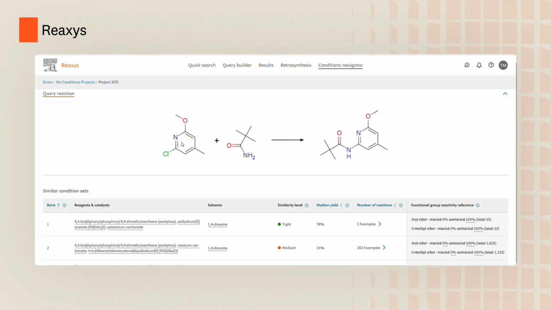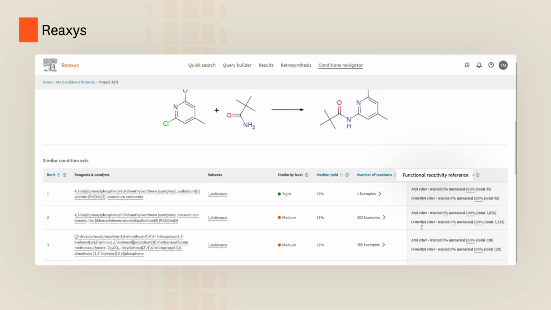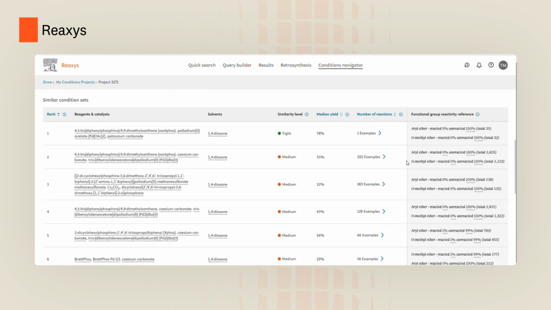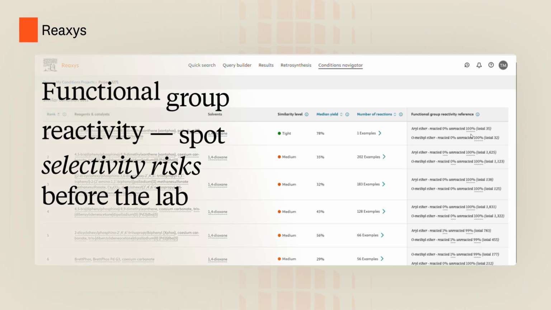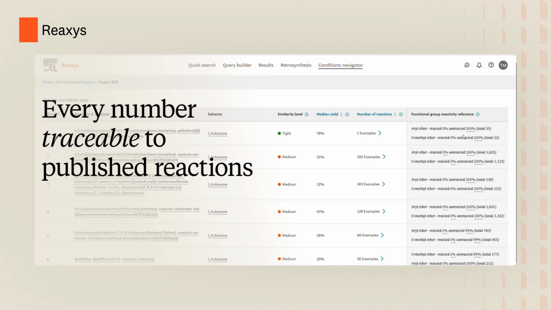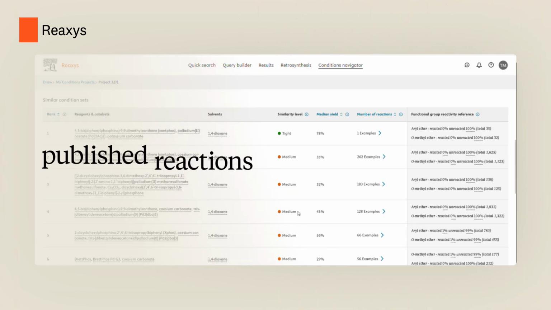The reaction you entered might have sensitive functional groups that are expected to survive the reaction untouched. Condition Navigator identifies these groups and, for every reaction, checks what happened to them in every proposed condition set, how often they survived versus how often they were damaged, and provides the percentage of each. That makes it easy to spot potential selectivity problems before the chemists spend days and expensive materials finding out the hard way. And every number is traceable.